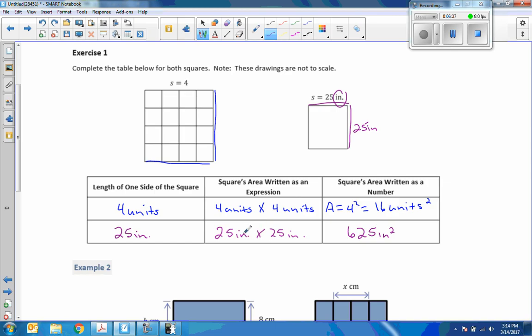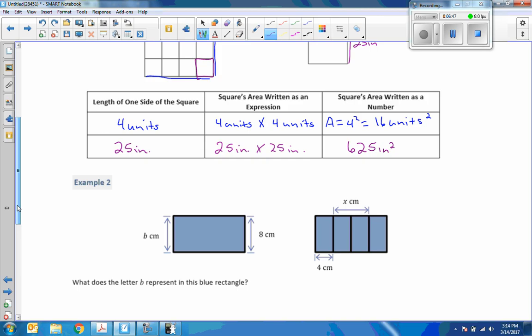If you write it this way, inch times inch equals inch squared, unit times unit equals square unit. Okay, it's the whole thing. And that's where that comes in.